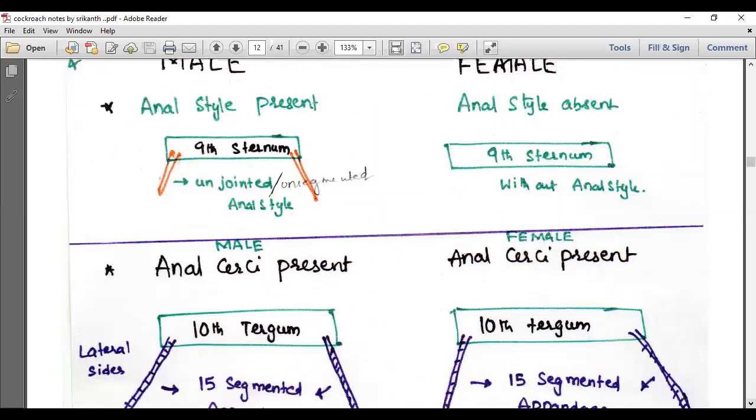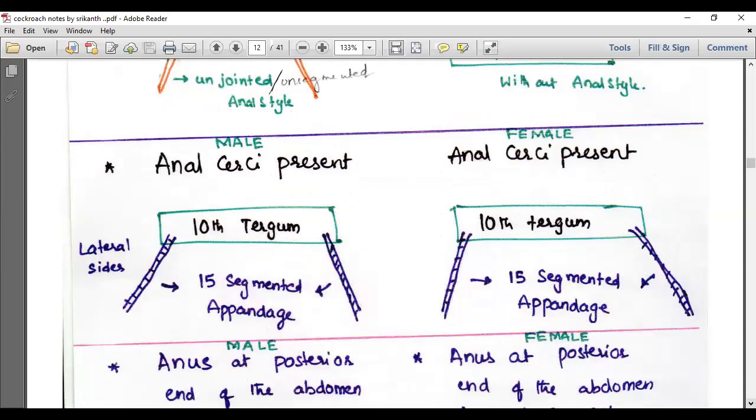Okay. Now let's move towards the anal cerci. It's a 15 segmented appendage. It is a hearing organ. We'll discuss it in the nervous system. It arises from the 10th tergum, that means on the dorsal side. It is a 15 segmented appendage and a hearing organ. It is present in both male and female. You can see this in both male and female.